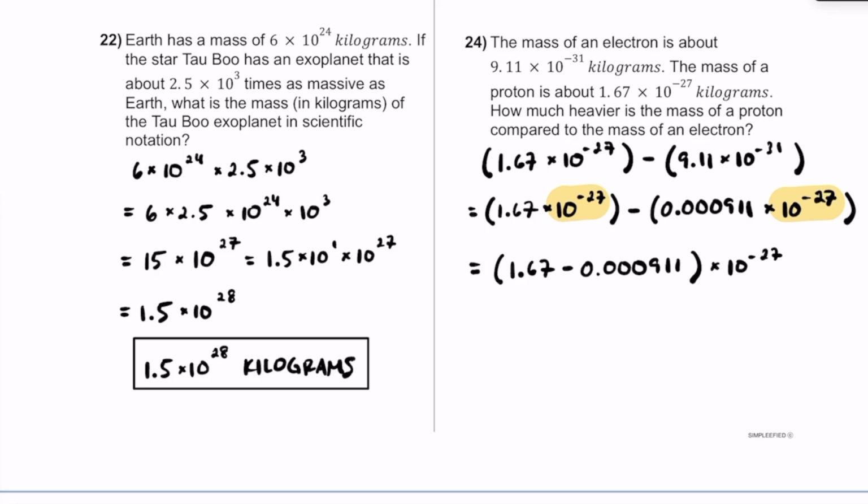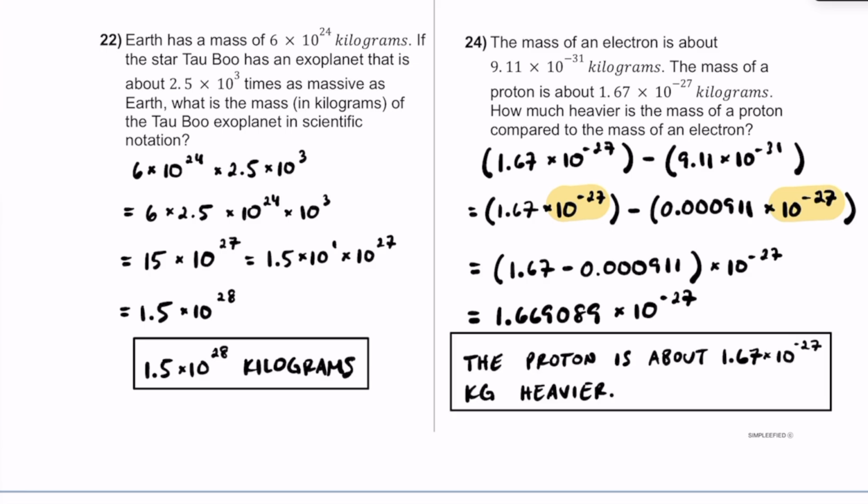Okay. Now, if you go ahead and subtract these decimals, just make sure we line up the decimals to do so. But it would be 1.67. This one only has 2 decimal places, so you'd have to add 4 zeros after it to then subtract here. So when you subtract 1.67, subtracting that whole thing here is going to be 1.669, and then it's going to be 0.89. The whole thing is being multiplied by 10 to the negative 27th power. And so what we just found out is a proton is about 1.67 times 10 to the negative 27th power kilograms heavier than the mass of an electron.